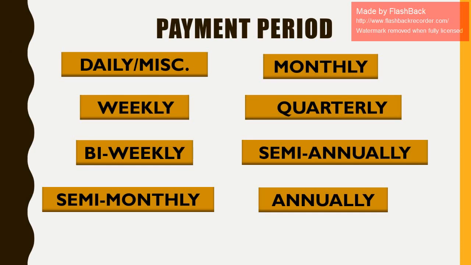Now, the third thing you need to determine is how often you are going to pay your employees. You do have a few options. You can pay them every day, every week, every 2 weeks, or twice a month. Those are the more common ones, or monthly.